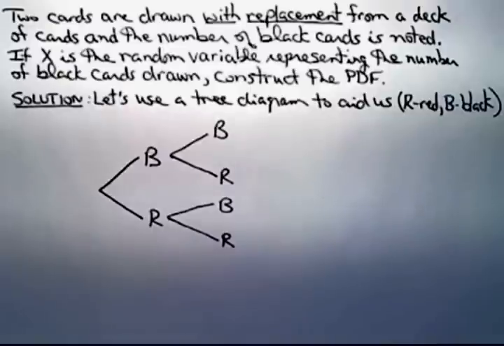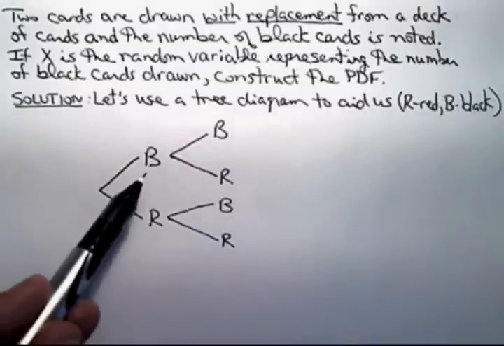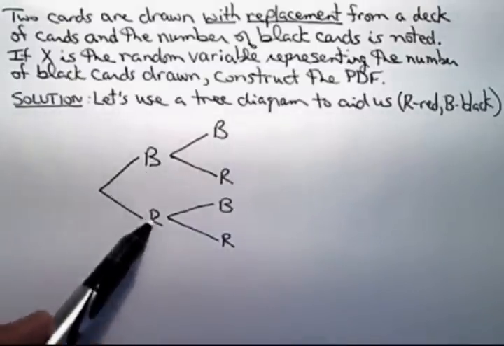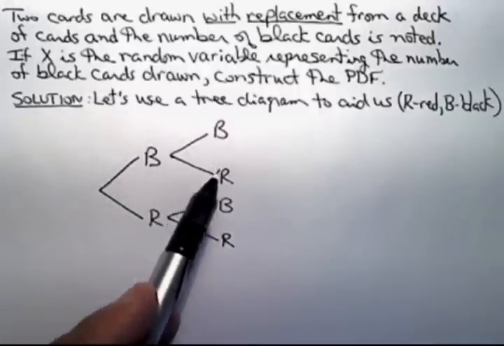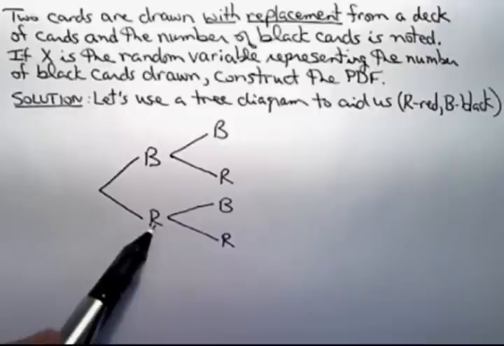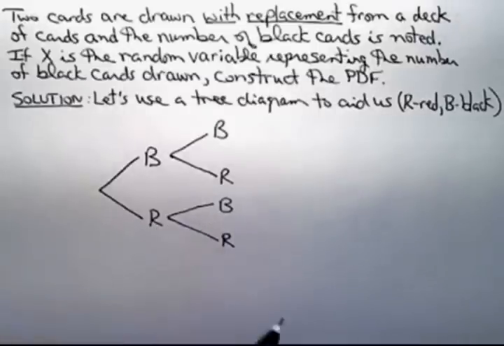I'm going to solve this problem without using any special counting techniques and use only the things that we've already done. In particular, I like to use tree diagrams to generate these sample spaces. So I'm going to use B for black and R for red. On the first draw, the card could either be black or red. If the first card is black, the second card drawn could either be black or red. If the first card drawn is a red, the second card drawn could be either a black or a red.